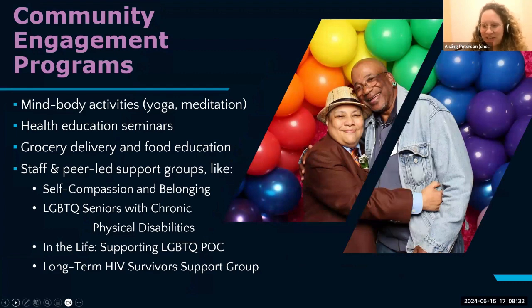I mentioned earlier that we also have several different community engagement programs. The whole goal of these programs is to bring people together and in community. That looks like a bunch of different things, whether it's mind-body activities like yoga, health education seminars. We have coming up pretty soon an estate planning workshop that really breaks down the process and all the complicated parts that go into that. We do have some home delivered groceries as well, and a bunch of different peer-led support groups for several different identities that you might be a part of to feel a little bit less alone in this world.